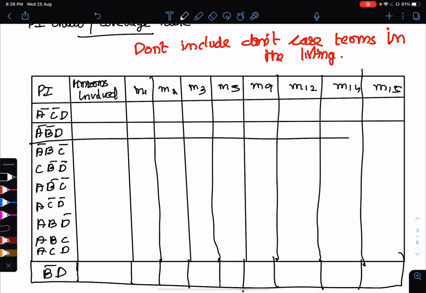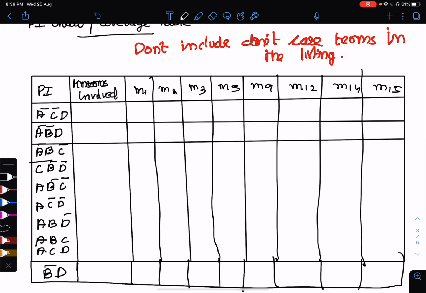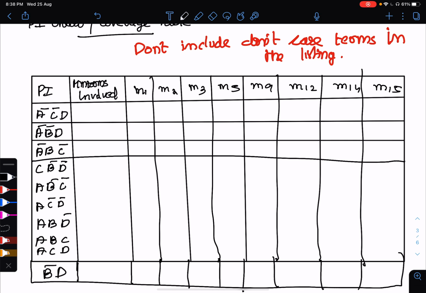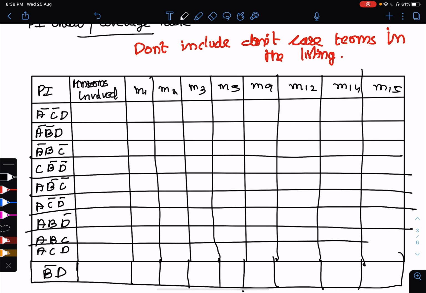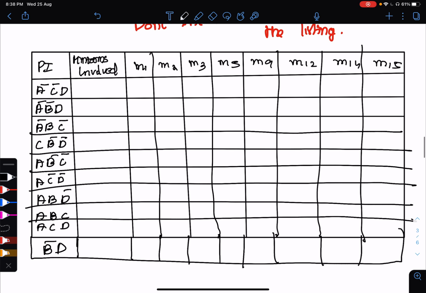Okay, we can draw it neatly. Sorry. This is our PI chart.